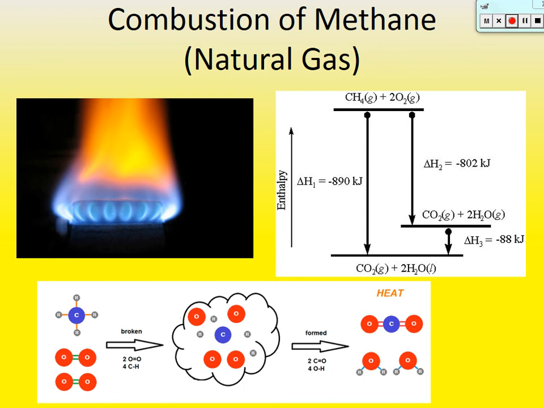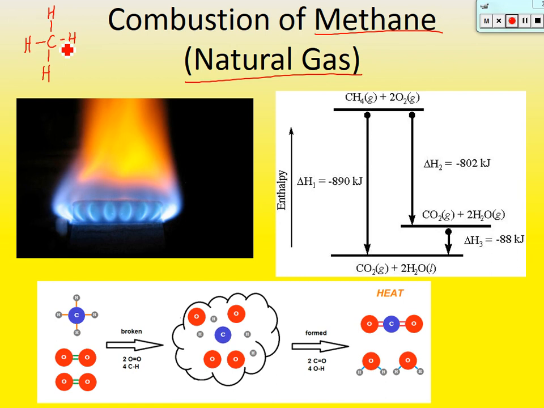Here's another example of using chemical potential energy. Here's a picture of a stove or a furnace maybe. They're burning methane. Methane is natural gas. Methane is a molecule that looks like this. If you were to draw its structure, it's got two kinds of atoms, carbon and hydrogen. It's got 4 chemical bonds between the hydrogens and the carbon.